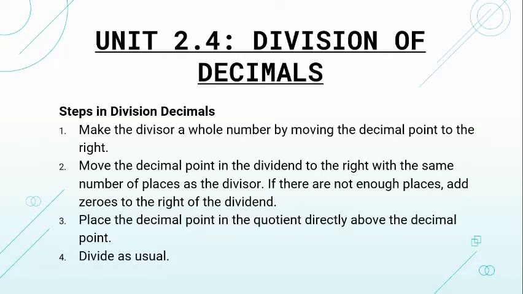We're done with the addition, subtraction, multiplication, and now let's proceed to division of decimal. So these are the steps. First, make the divisor a whole number by moving the decimal point to the right. Move the decimal point in the dividend to the right with the same number of places as the divisor. If there are not enough places, add zeros to the right of the dividend. So zero is your friend. Okay. Third, place the decimal point in the quotient directly above the decimal point. And lastly, divide as usual.